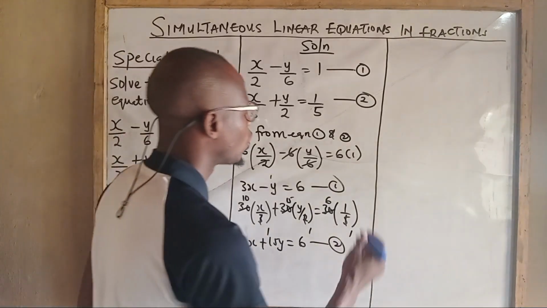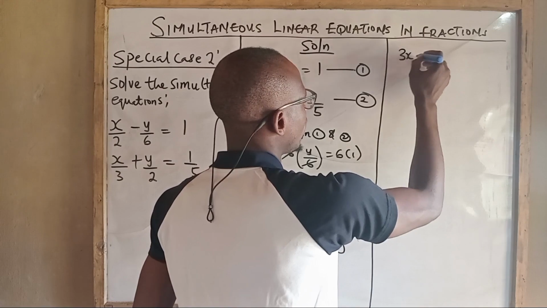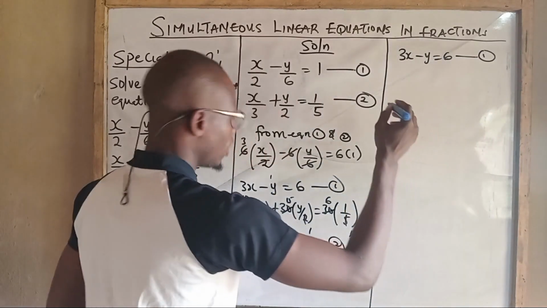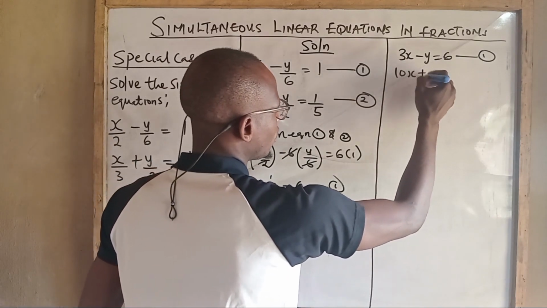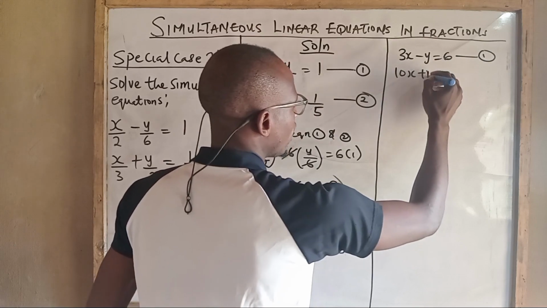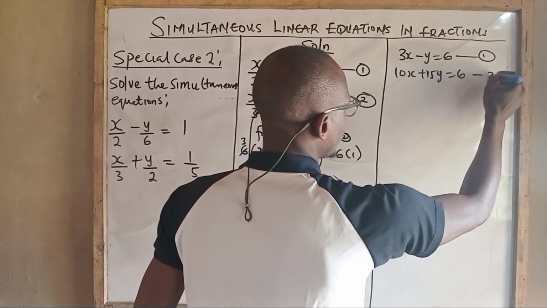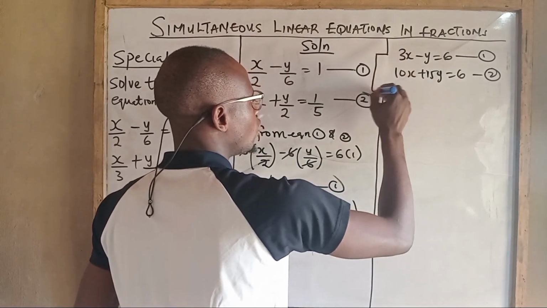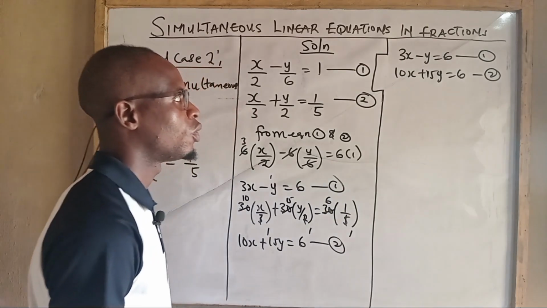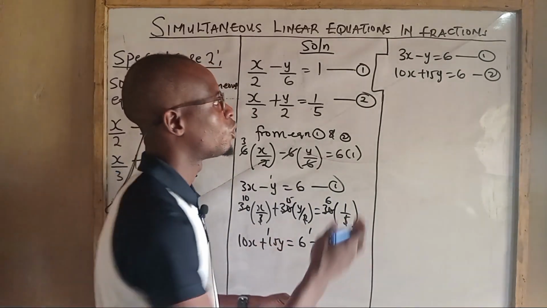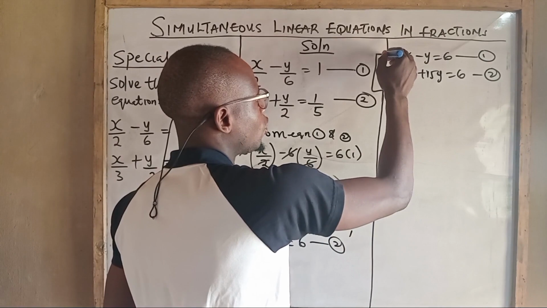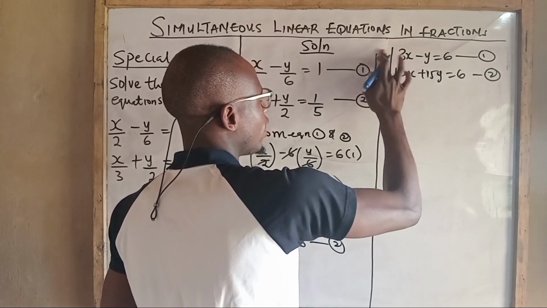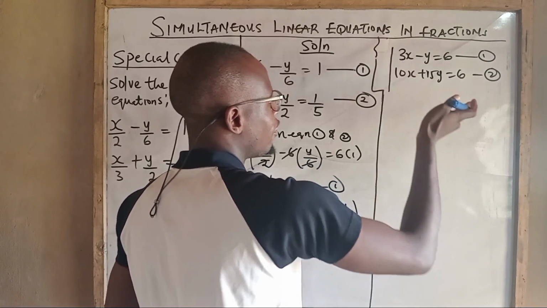So when you combine equations 1 and 2, you will have 3x minus y equals 6, that's equation 1, and 10x plus 15y equals 6, that's equation 2. So now we have a linear form of equation 1 and equation 2. We can either use the elimination method or the substitution method, but the one that will be easier for us is the elimination method. Now we need to eliminate either x or y. So let's eliminate y first in this case.